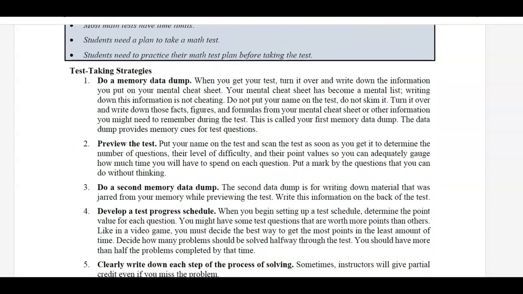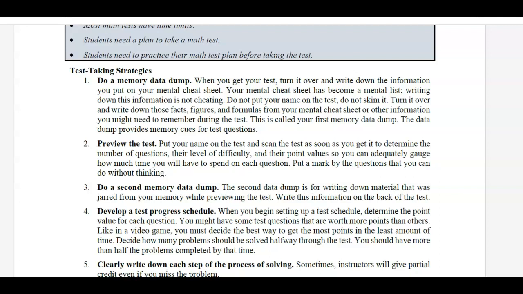Now, when you actually get to the math test, here's some things that you can do to help you. So a lot of times when we study, we have what we call a memory data dump. And that's for those things that you memorize, maybe formulas, maybe sayings, maybe rules, things like that. That's going to be your data dump. And that's the thing, when you first get your test, we have you write those things down. We have students who come in, they've memorized their formulas, they've memorized some rules, and as soon as they get their test, they flip it over and write all those things down so that they can refer to them throughout the test. And so that's a really good thing to do.